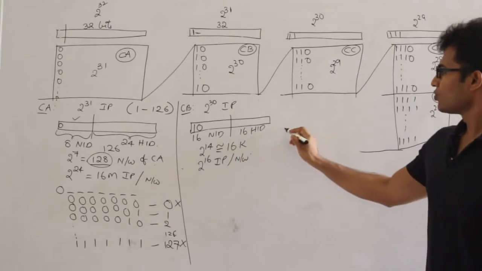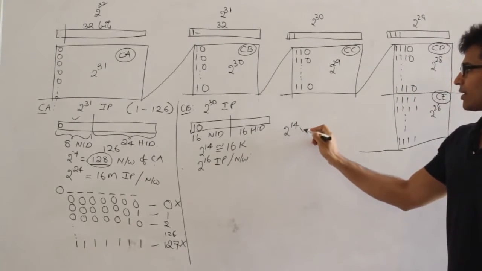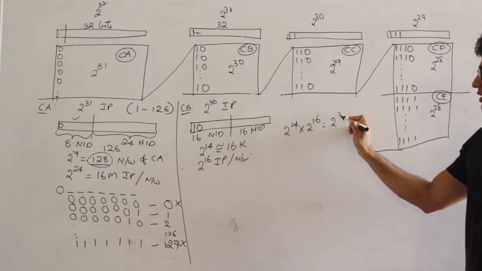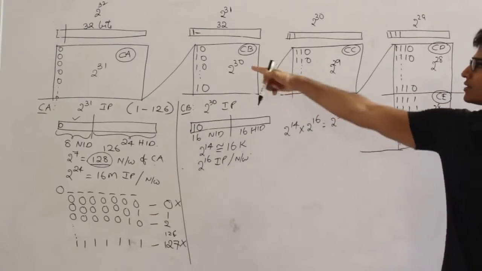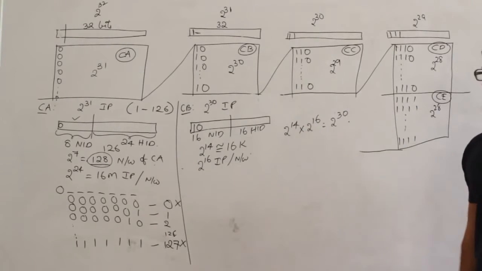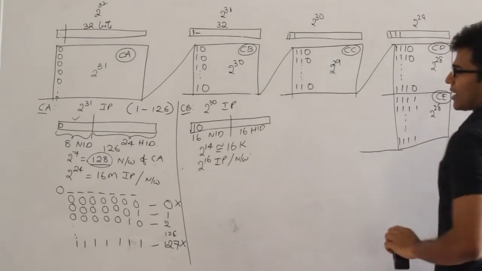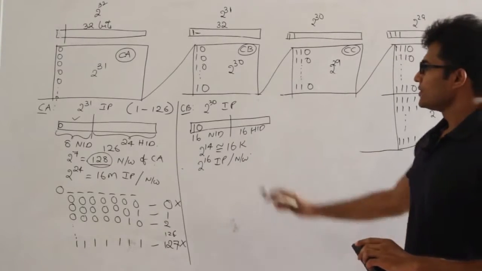So totally there are 2 power 14 networks, and each network contains 2 power 16 IP addresses. Therefore the total number of IP addresses is 2 power 30. That is what we have. We just divide into networks and hosts. Okay, and now I want to see the range.